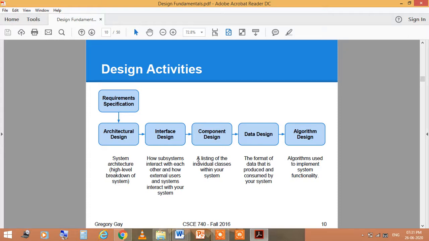In this component design, a list of individual classes within your system. So after completing this design phase, go to the next phase, that is data design. In this, the format of data that is produced and consumed by the system. So lastly, algorithm design. In this phase, the algorithms used to implement system functionality.